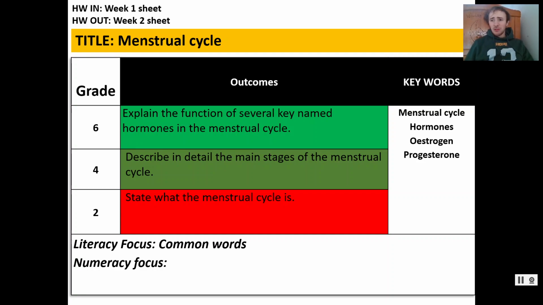Now, if I taught you the menstrual cycle when you were in year 7, you will already have done some of this. But most of you will not. Describe in detail the main stages of the menstrual cycle. Again, that's not too difficult. And state what the menstrual cycle is.